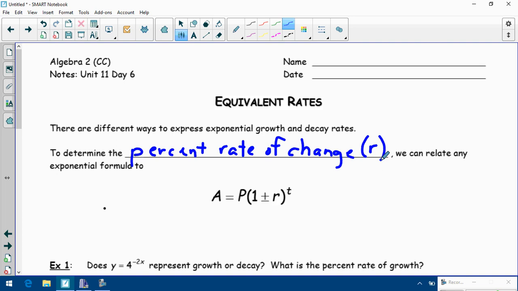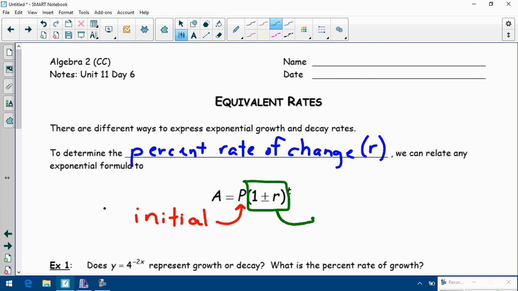Okay, so what do we know in this formula? We know that P is always the initial, so that doesn't really affect what the percent rate of change is, but the number out front represents that. But what you really want to zero in on is this 1 plus or minus r piece.